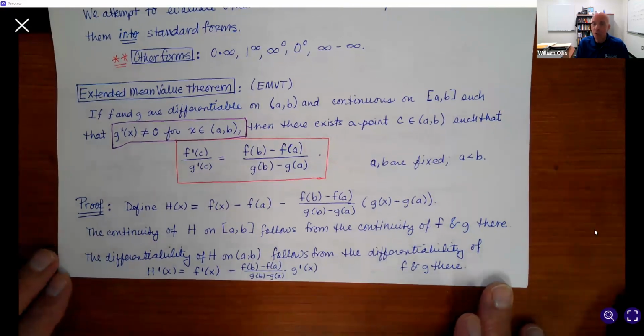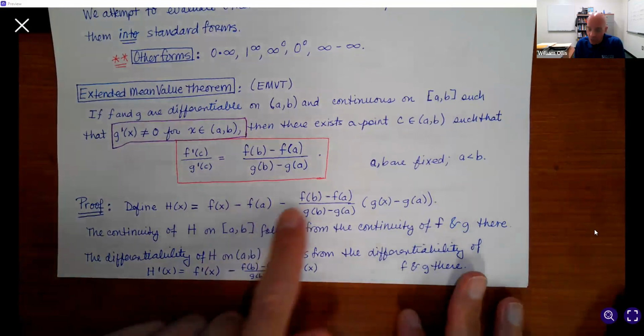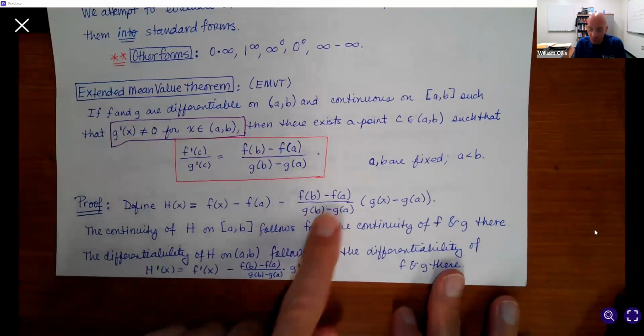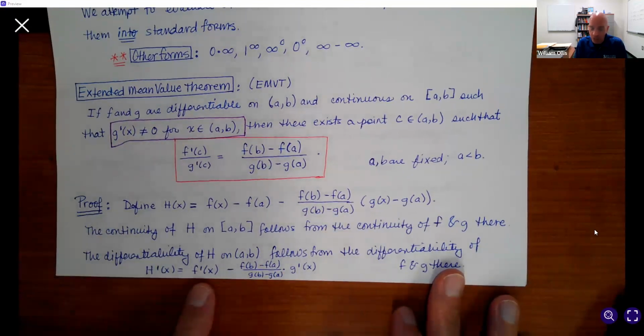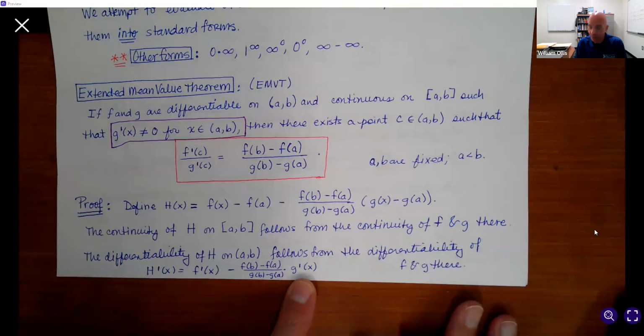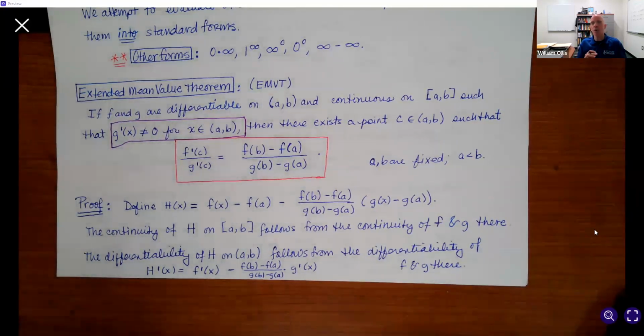Now, of course, if we're going to apply Rolle's theorem, we just take the derivative of this, which is very simple. h prime will just be f prime of x minus the number f of b minus f of a divided by g of b minus g of a times g prime of x. And so let's just recall, how do we validate Rolle's theorem? Well, we need that the function evaluated at the endpoints would coincide in value, okay?